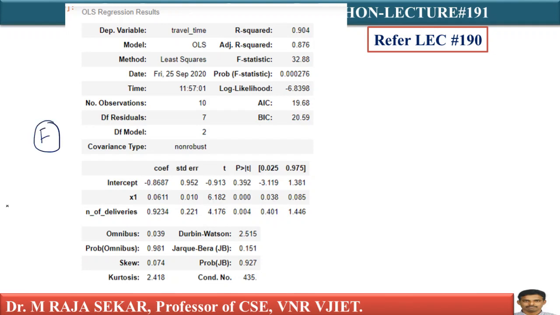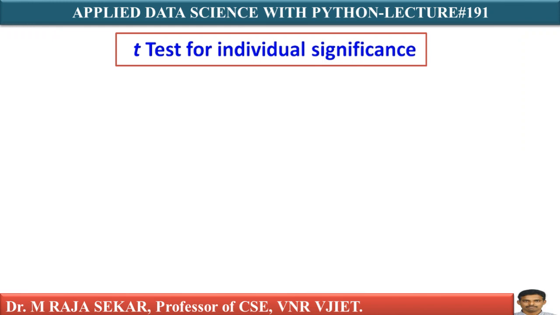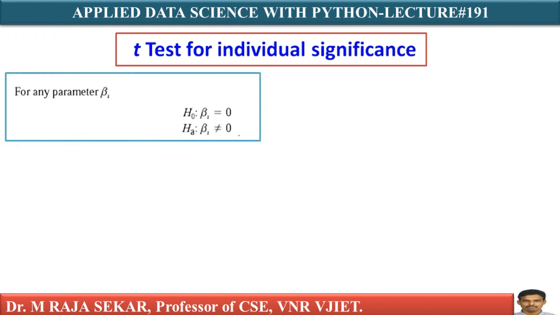As I told you, this F statistic gives the overall significance of the model. To test the individual significance of independent variables, I must go for the t-test. For each variable, we will see whether that individual variable is significant or not. For any parameter, let me say beta i, the null hypothesis is beta i equal to 0, and the alternative hypothesis is beta i not equal to 0.